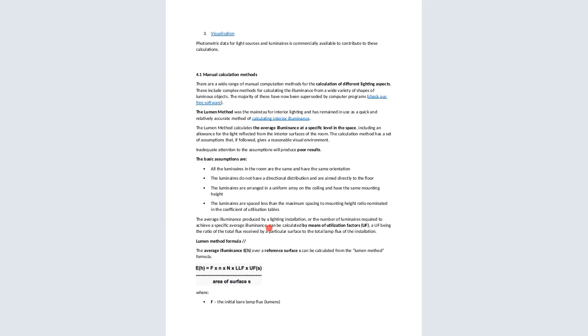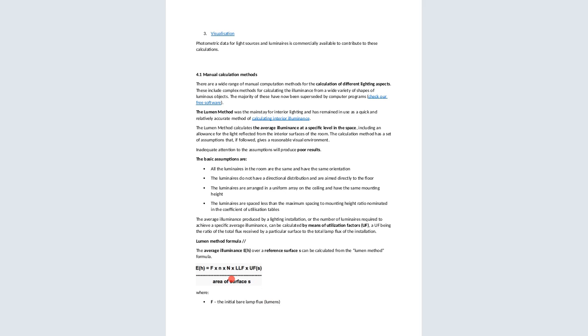So the average illuminance produced by the lighting installation, or the number of luminaires required to achieve the specified average illuminance, can be calculated by means of the utilization factor. The utilization factor is the ratio of the total flux received by a particular surface to the total lamp flux. So the total flux received by a working surface is divided by the total amount of flux that a lamp can emit.